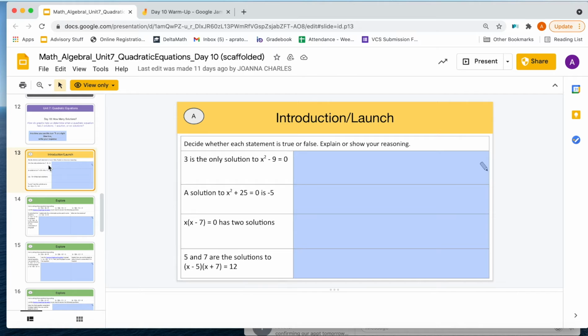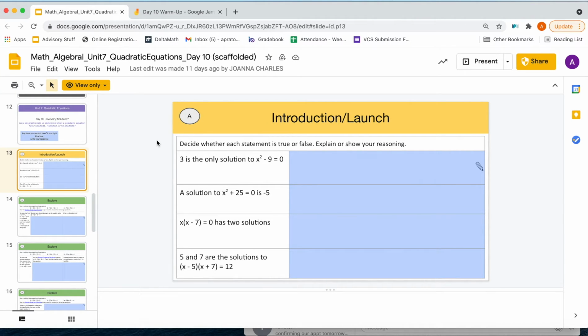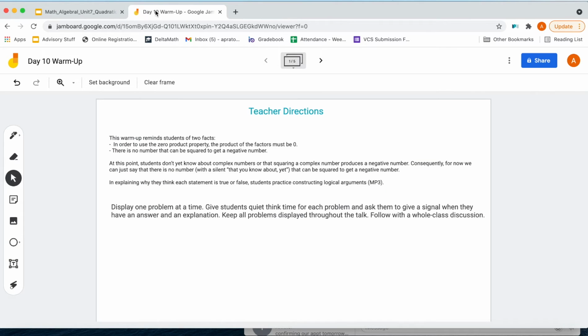So if we jump into the warm-up on here, the warm-up is designed as a single slide that students respond to, and this would be if they were working asynchronously. If you are in a synchronous lesson, you can facilitate it a little bit differently. And I'm going to show you one example using Jamboard.